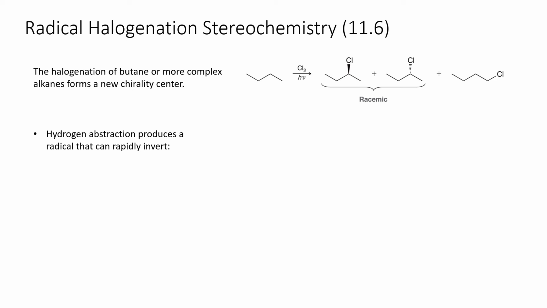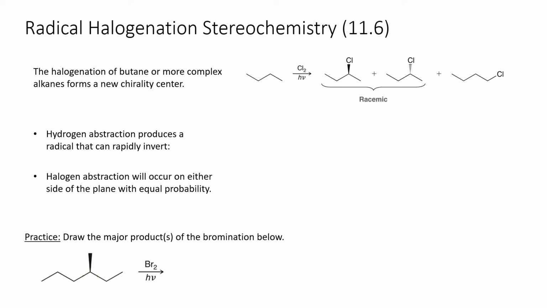So remember, the process first begins with that first step. That's the rate determining step, which is the hydrogen abstraction, which produces a radical that can rapidly invert. And so then after that, you have a halogen abstraction, which occurs on either side of the plane with equal probability, thus giving you a racemic mixture.